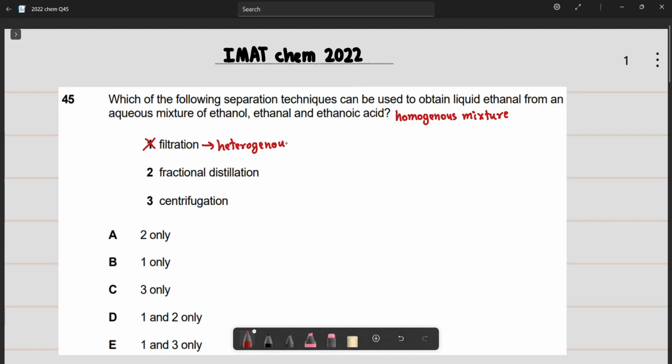Heterogeneous mixture, as I explained, is the complete opposite of a homogeneous mixture. It's a mixture where the components are at different phases. Okay, so they're not in a single phase, they're different. So for filtration, for example, you have sand in water, so you can easily use filtration to obtain pure water. But in this case, we have a homogeneous mixture. Okay, everything is in the liquid phase, and filtration cannot separate this ethanol from this mixture because everything is in a single phase. So filtration is wrong.